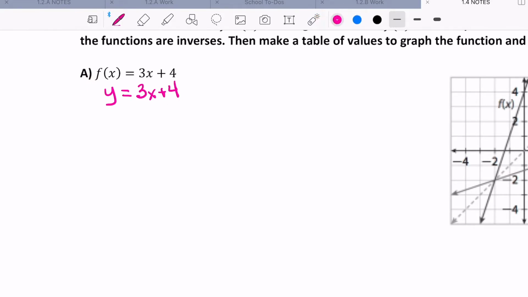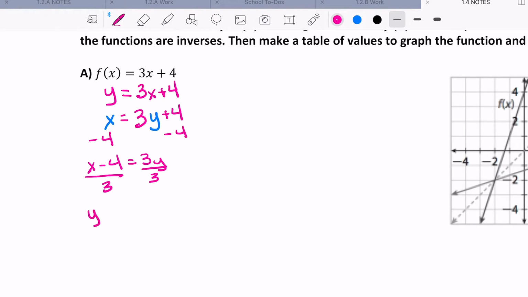The second step is to now flip x and y. So x and y have flipped places, meaning our equation is now x equals 3y plus 4. And because they have switched sides, we are now going to solve for y once again. So in order to solve for y, I'm going to subtract 4, and we have x minus 4 equal to 3y. And finally, we are going to divide by 3. Okay, so this is telling me that y equals x divided by 3 minus 4 divided by 3.